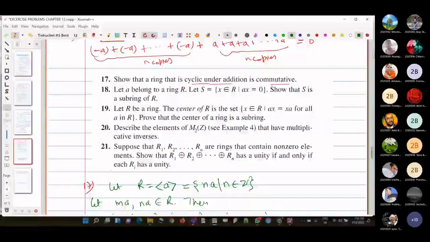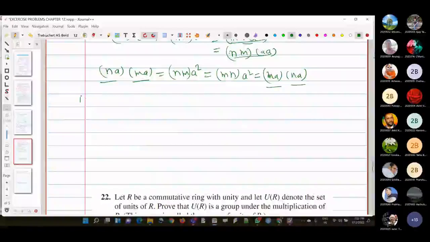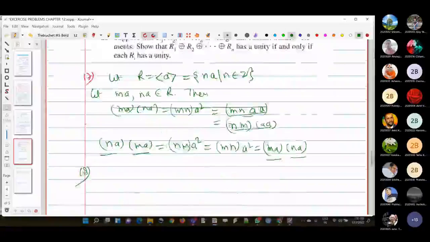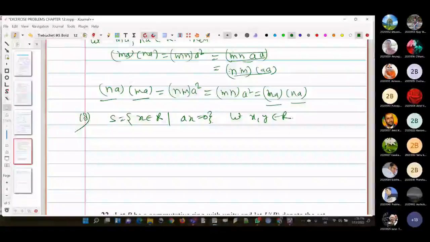Next, question 18. A belongs to the ring R, and they are defining a set S containing those elements of the ring such that a times x equals 0. So that S is a subring. So in S, they have elements from R such that ax equals 0. To prove this is a subring, we need to take any two elements. So let us take x and y belonging to S.